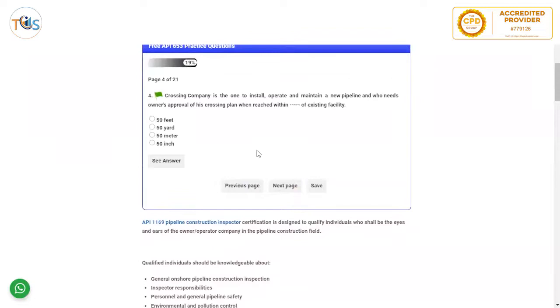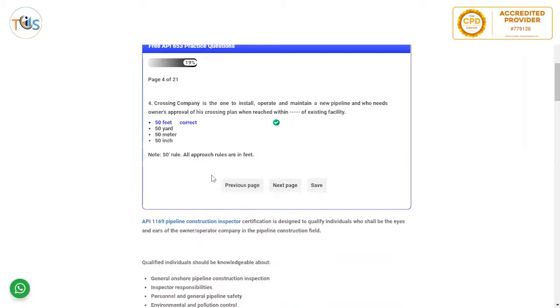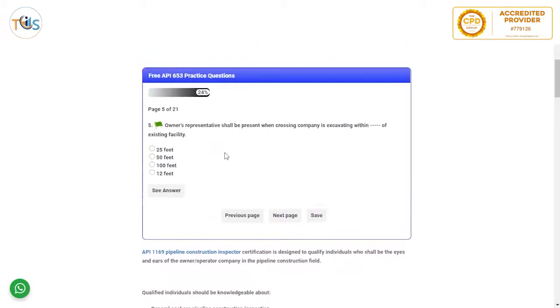The crossing company is the one to install, operate, and maintain a new pipeline who needs the owner's approval of his crossing plan when reached within 50 feet of an existing facility. So the minute you reach the 50 feet of a facility, you need to inform the owner. The owner's representative, whom you're approaching, shall be present when the crossing company is excavating within 25 feet of an existing facility.